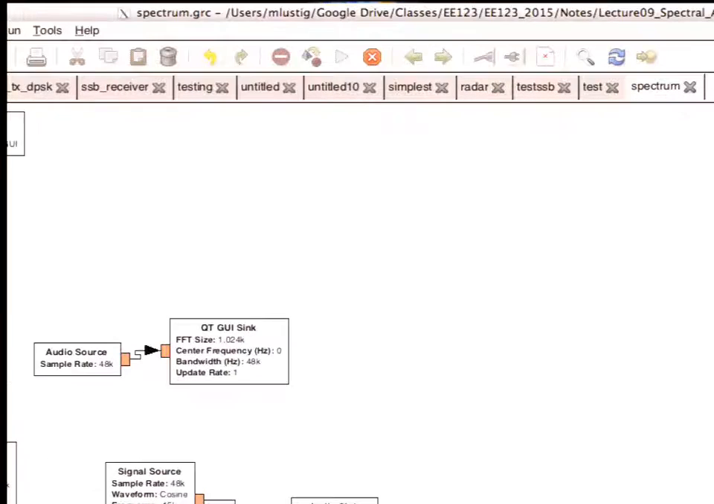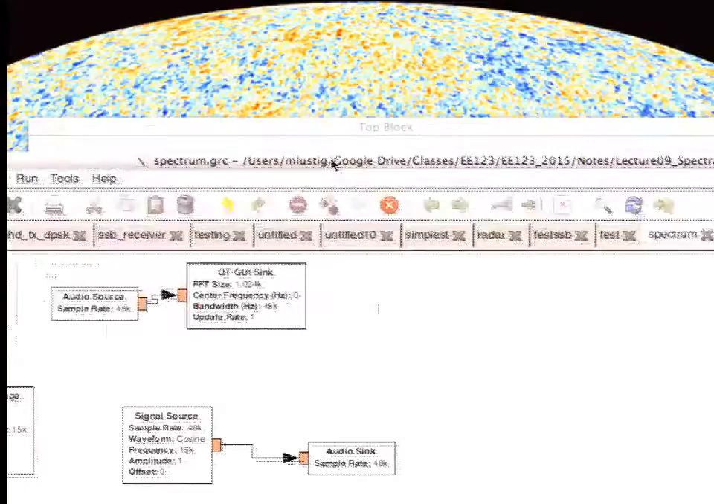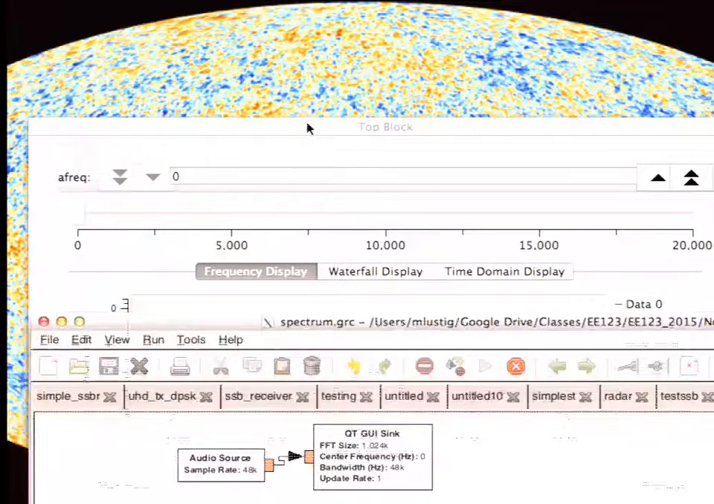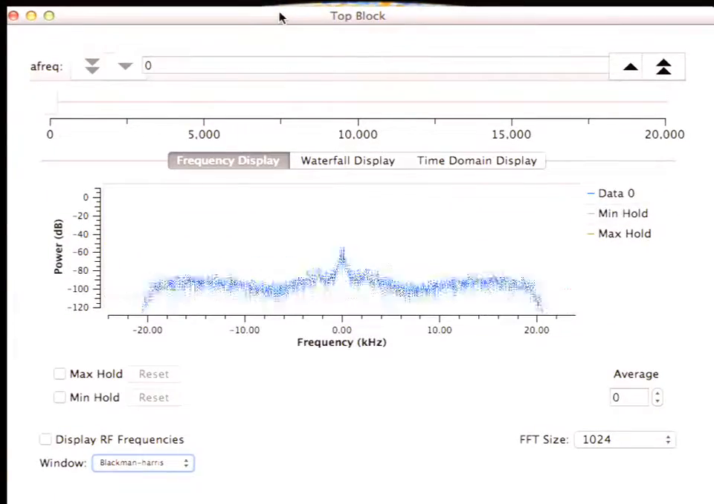What I did here is a very simple thing. I took an audio source, connected it to a GUI that computes the spectrum, and then a signal source that puts out an audio signal. Okay, and I can control that. There's a slider that I can add. And so this very simple application took me about 3 minutes to create, and it produces this.